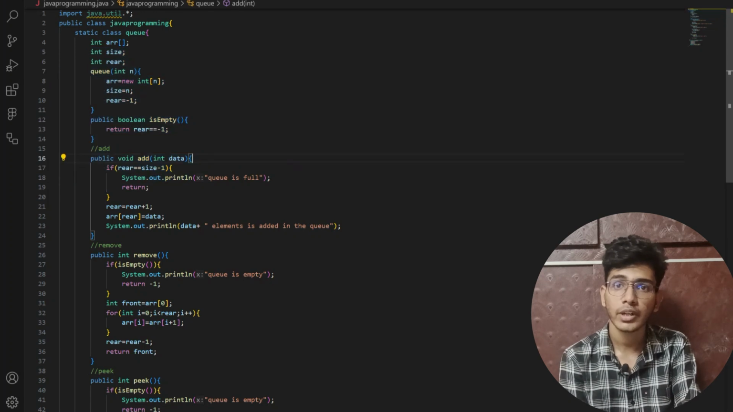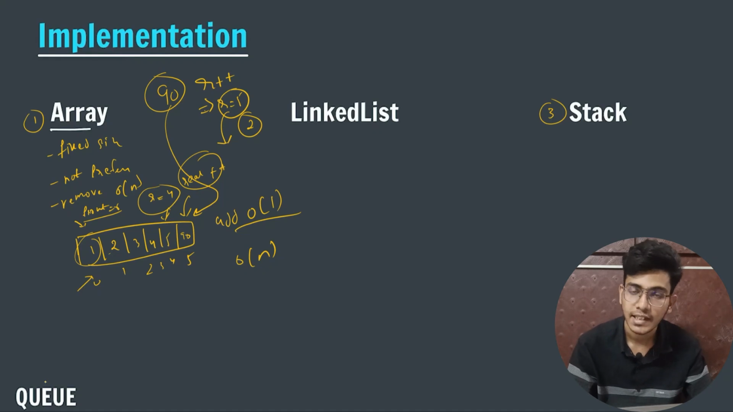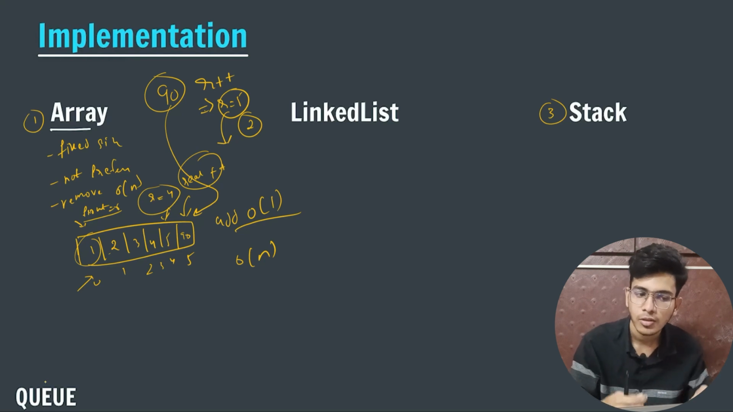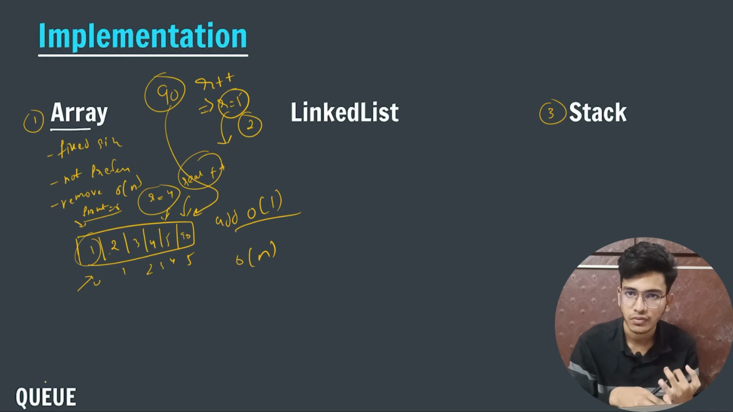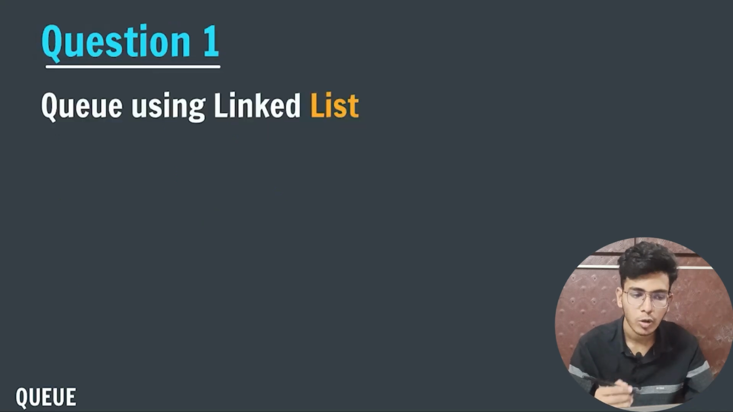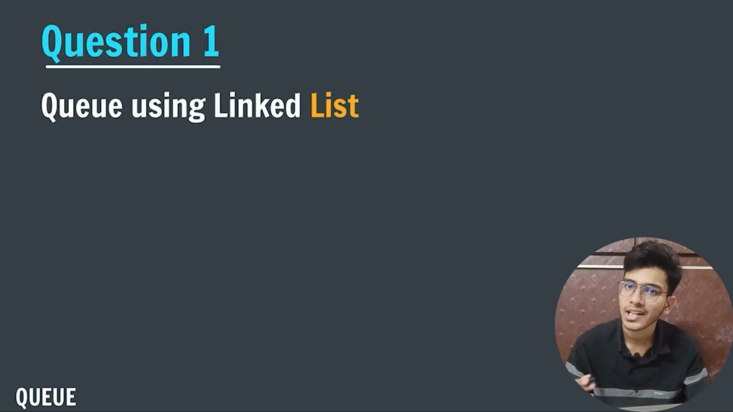Now let us talk about how we can implement a particular queue using linked list. Up to now we have studied how we can implement queue using arrays, and we already know that there are 3 different approaches that we generally follow in order to implement a queue: first one using arrays, second one using linked list, and third one using stack. Now we have seen how to implement a queue using arrays, and some of its operations. Now we are going to see how we can implement a queue using linked list.